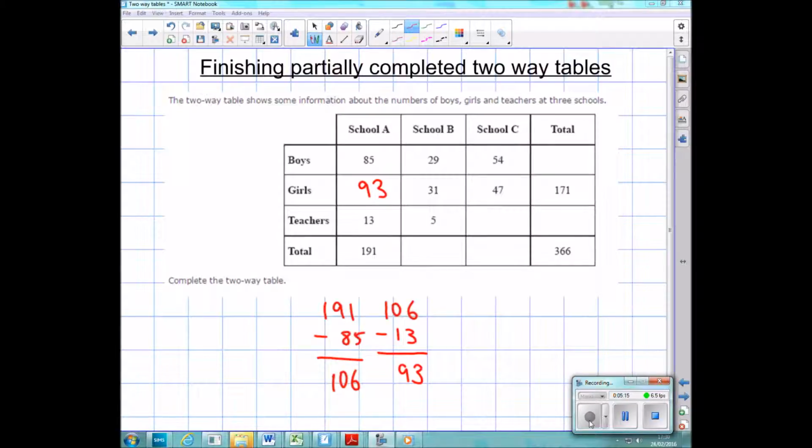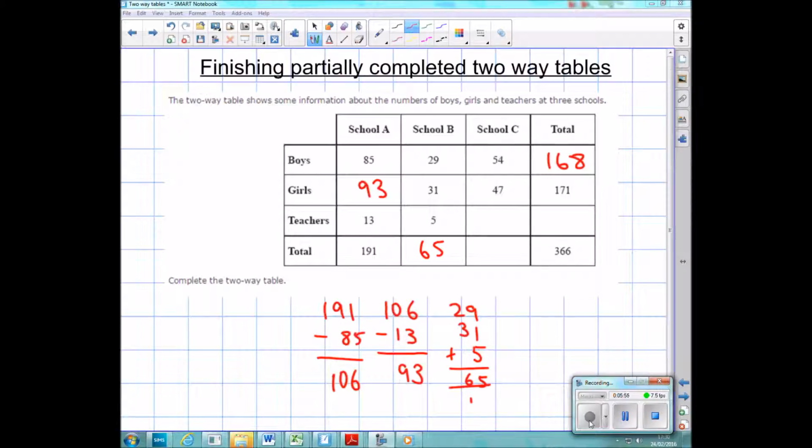Hopefully you did too. Okay, looking at school B, I've got the total missing. So this time I'm going to add all of the numbers up. I've got 29, 31, and 5. Add all those together, I get 65. Looking at the other two columns, I can't do those, so I'm now going to switch to rows. Looking at the very first row, you can see I'm just missing the total, so I'm going to add those numbers up, and I get 168.